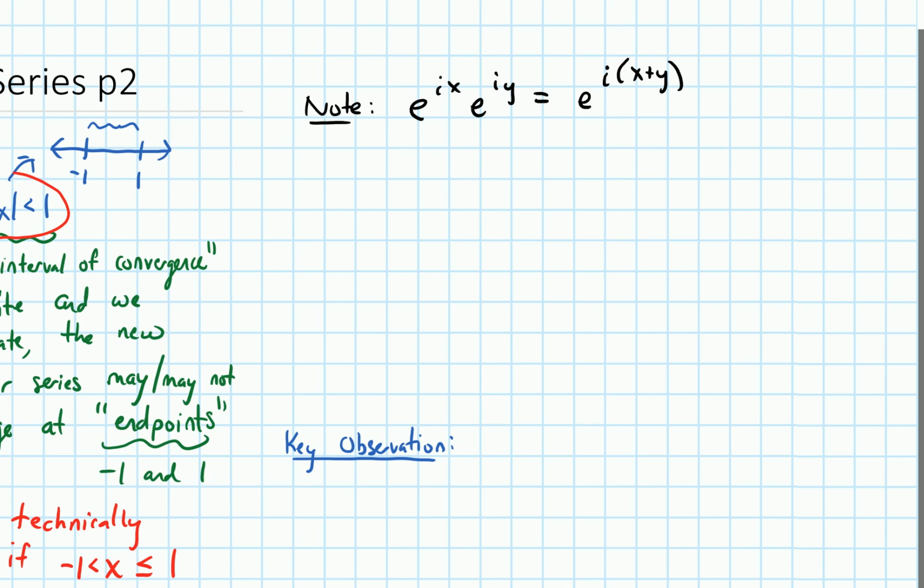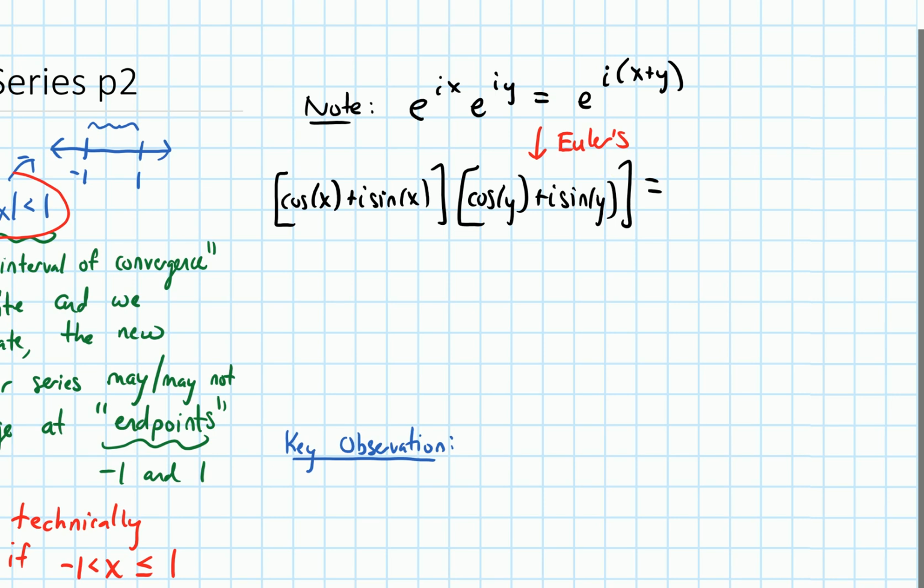And now let's apply Euler's formula to both sides. So on the left-hand side, e to the ix would be cosine x plus i sine x. So that's e to the ix. e to the iy would be cosine of y plus i sine of y.